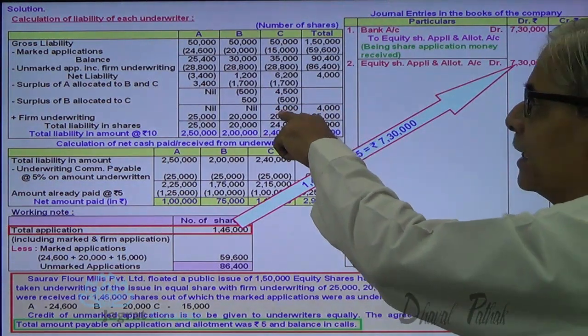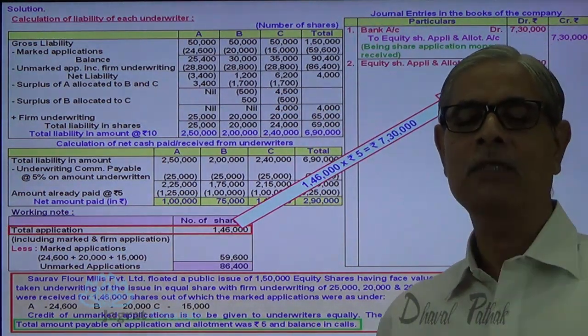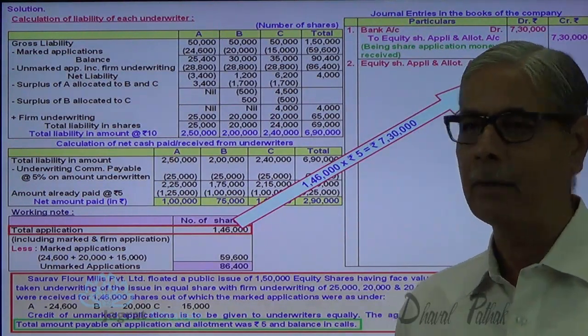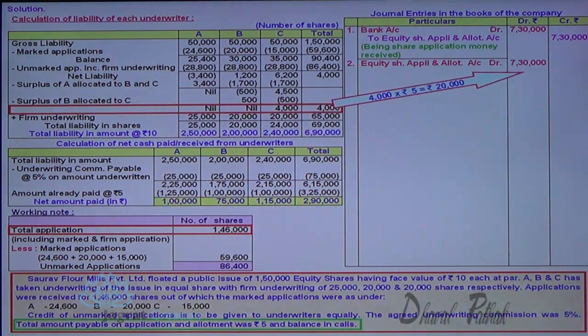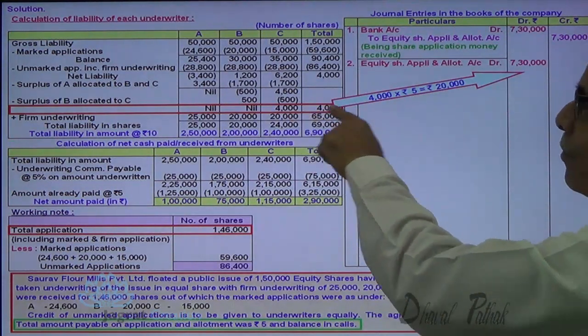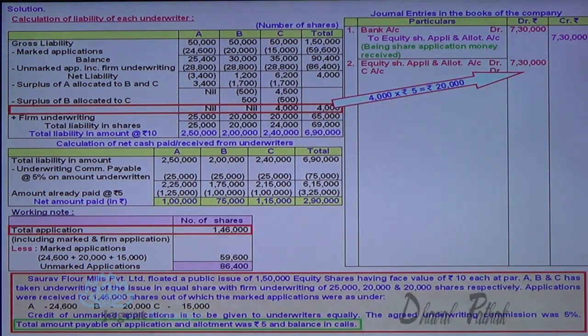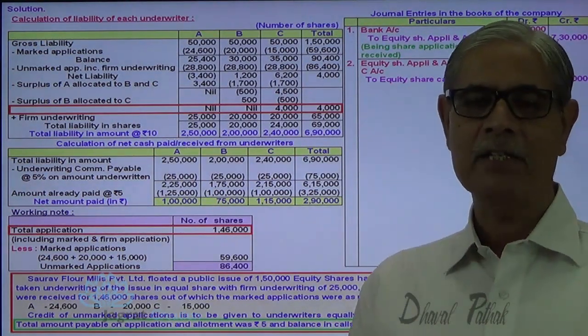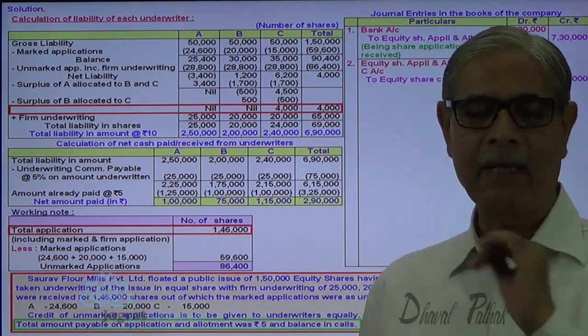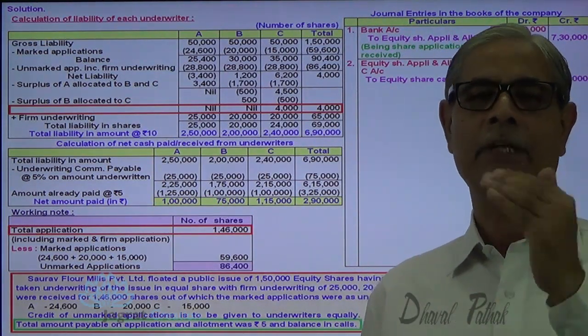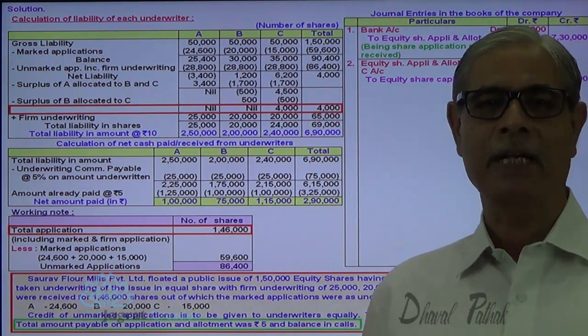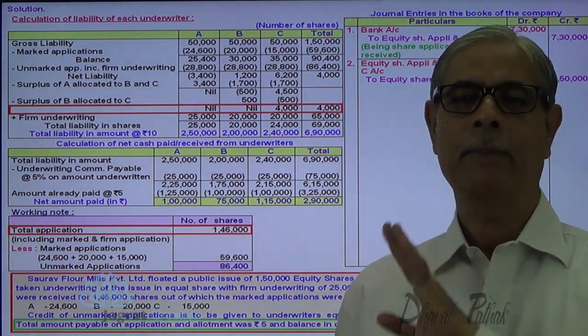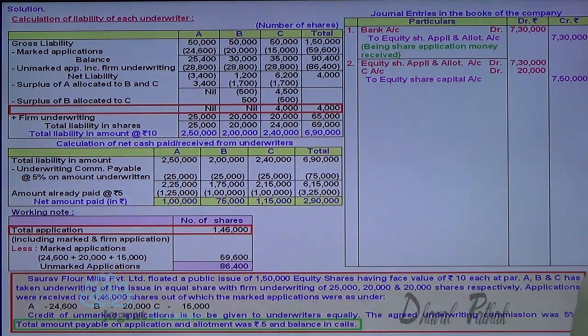Now C is required to purchase 4,000 shares because we have already worked out the liability. So C's account is to be debited 4,000 into 5, 20,000 to equity share capital account credit, 7,50,000. Now 1,50,000 shares of ₹10 each. So total share capital is 15 lakhs. How is the amount received with application and allotment? So 7,50,000 will be transferred to equity share capital account at the time of allotment of the share. So equity share capital account is credited with 7,50,000.